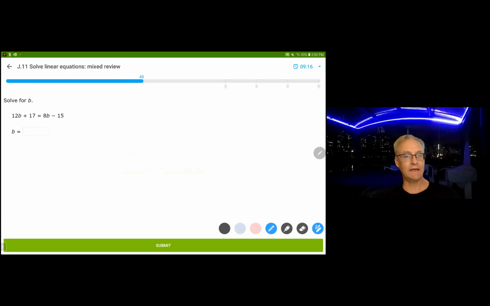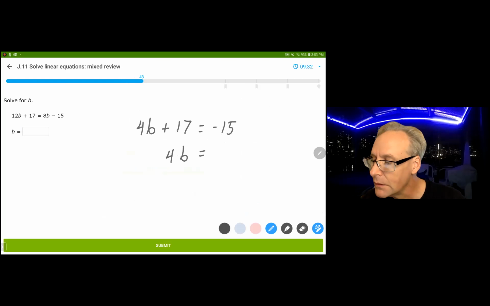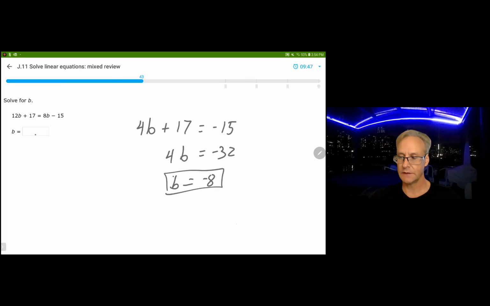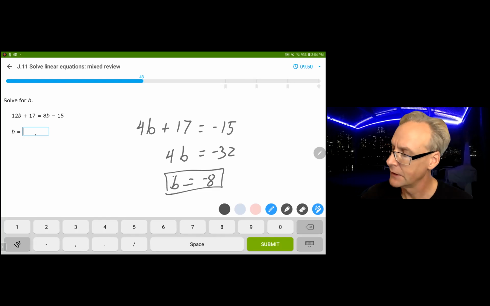This one we're going to subtract 8b from both sides and get 4b plus 17 is equal to negative 15. Don't lose your negative. We need to add negative 17 to both sides, and we get 4b is equal to, that's interesting, it's going to be a fraction. Oh, no, it's not. Negative 32. And then we're going to divide by 4 and get b equal to negative 8. If you need to see the steps, go back and take a look at some of the earlier ones I've done. This is negative 8.